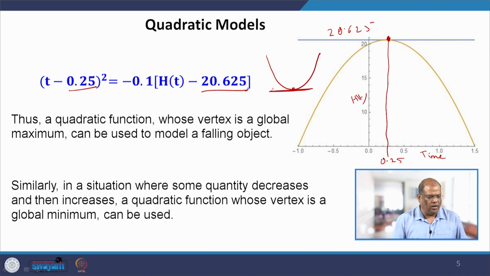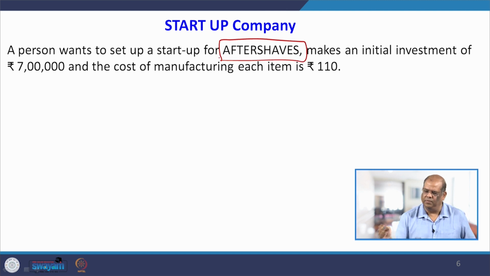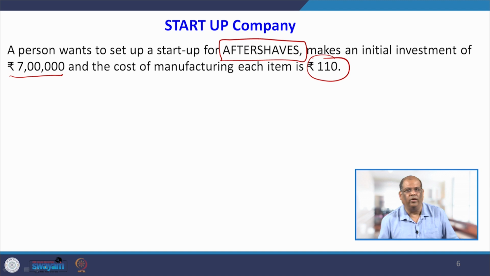Let us move to another interesting example. Say somebody wants to open a startup company for some product, say aftershaves. You have to make an initial investment for the setup, which is 7 lakh, and the cost of manufacturing each of these aftershaves is 110 rupees. Fine. So, what other things does he need to know?